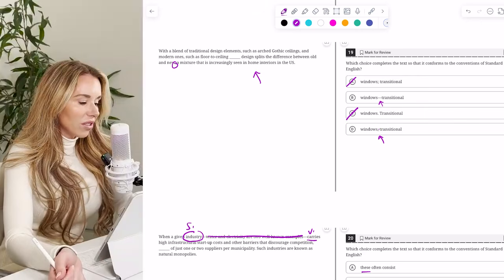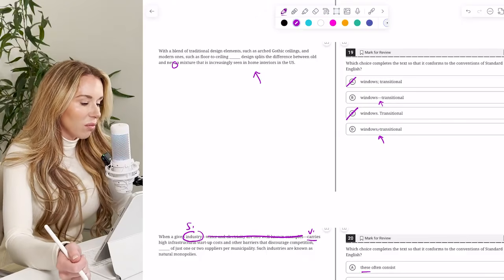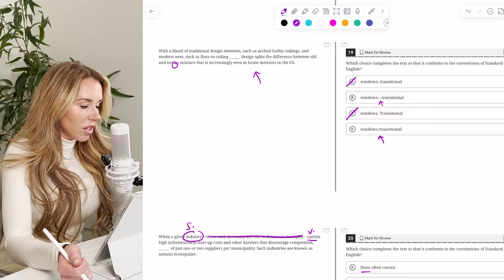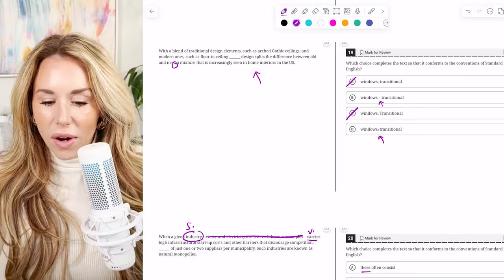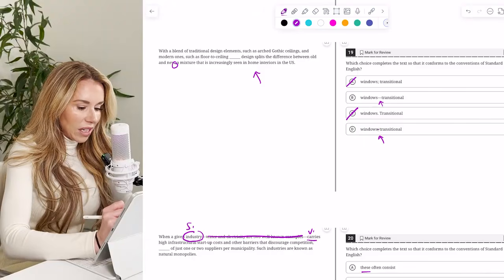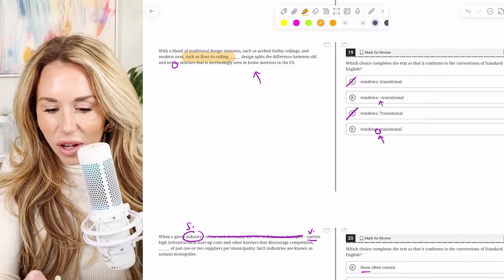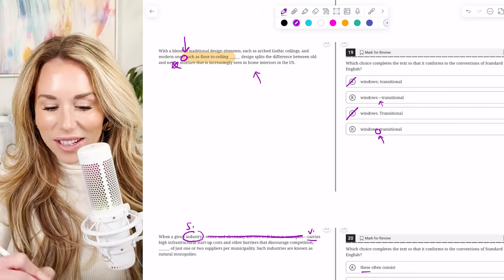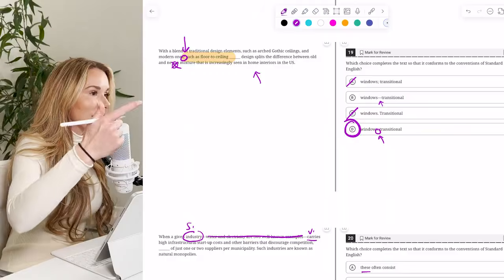With a blend of traditional design elements such as arched Gothic ceilings and modern ones such as floor-to-ceiling windows, transitional design splits the difference between old and new, a mixture that is increasingly seen in home interiors in the U.S. Okay, this comma, windows, we need a comma there because it's actually separating out this non-essential clause right here. So it actually goes with this comma. I was wrong. It doesn't go with that comma. But anyway, we need a comma. Commas go with commas, dashes go with dashes.